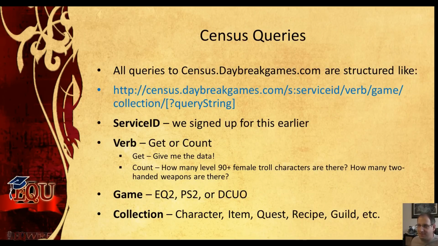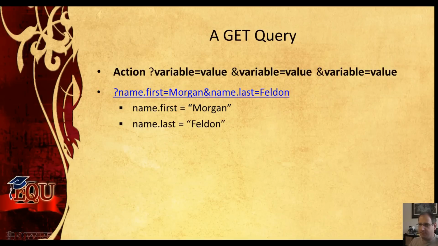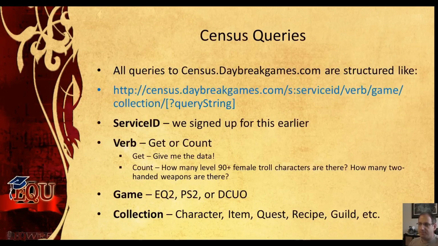All queries to census.daybreakgames.com are structured like this. census.daybreakgames.com/s: and then your service ID, which in my case is EQ2 wire. Then you have a verb, then you have the game, then you have the collection, and then you have your query string, which is like what we talked about here. Your service ID, we signed up for that earlier. You should all have your emails already if you signed up for it.